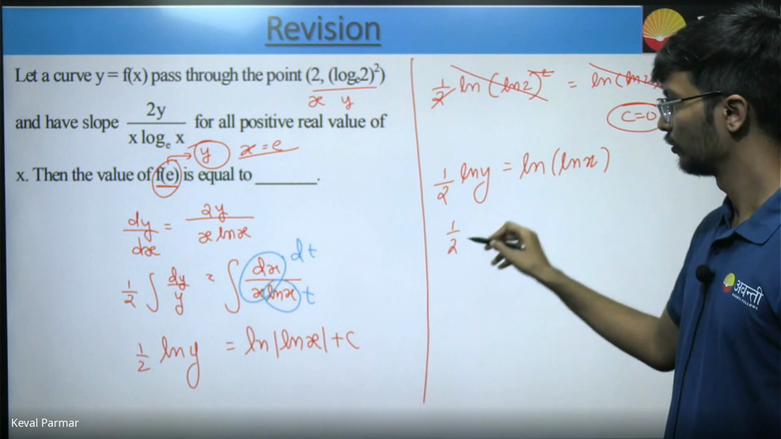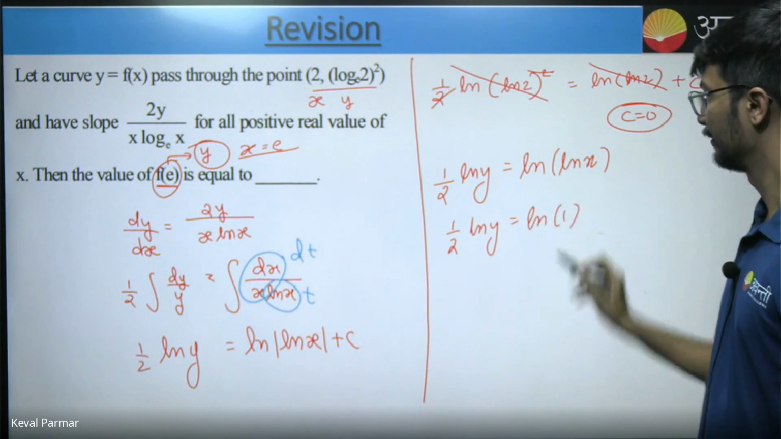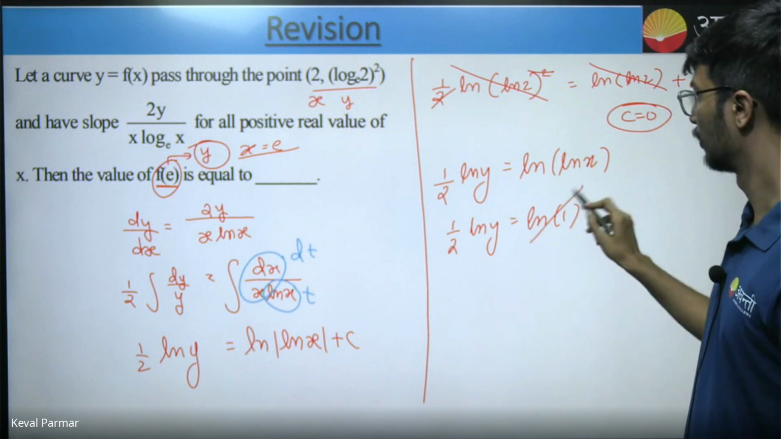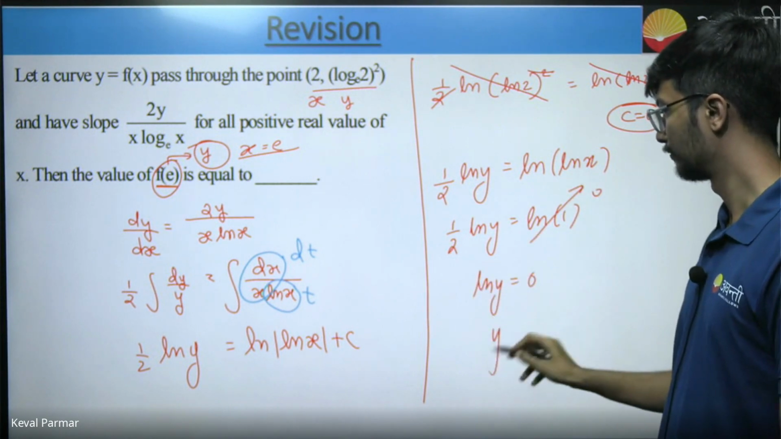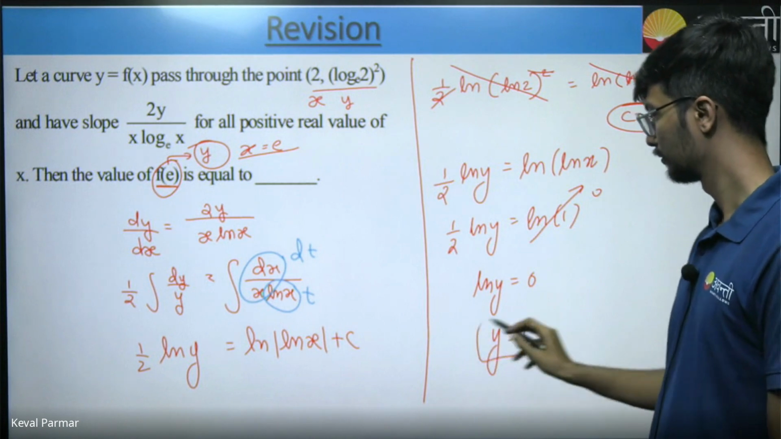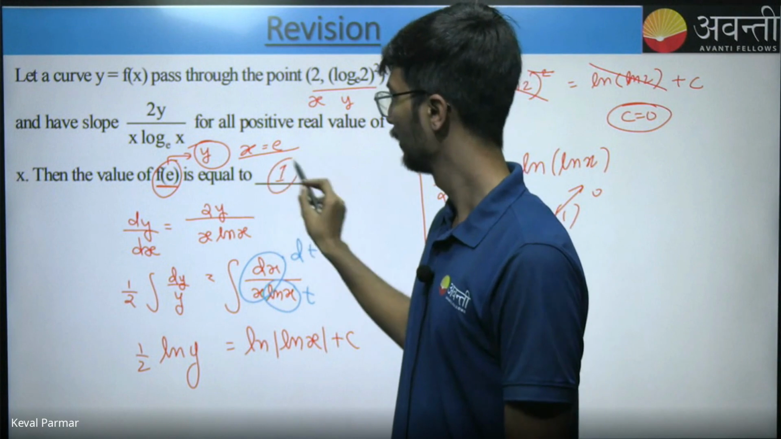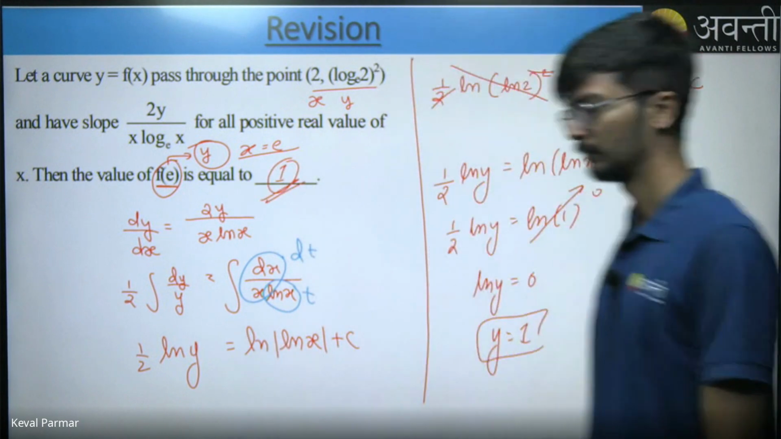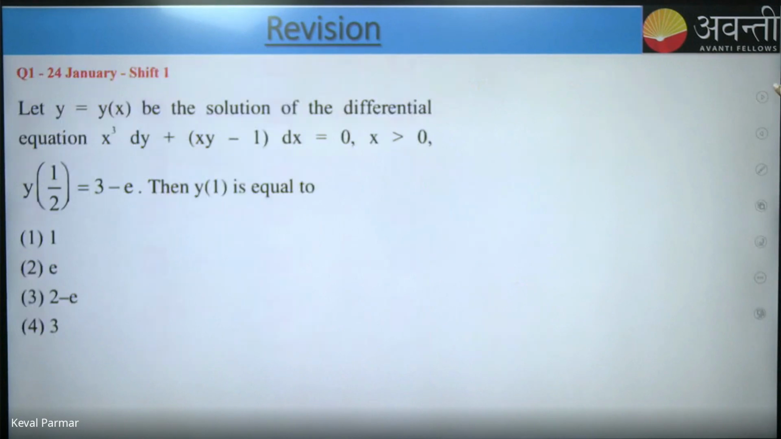So 1 by 2 ln y is equal to ln e. Ln e is 1, so this is gone, 0. So we got ln y equals 0. That means y equals 1. Simple. This is an integer type question. So our answer should be 1. Correct? Let's look at what we have next.